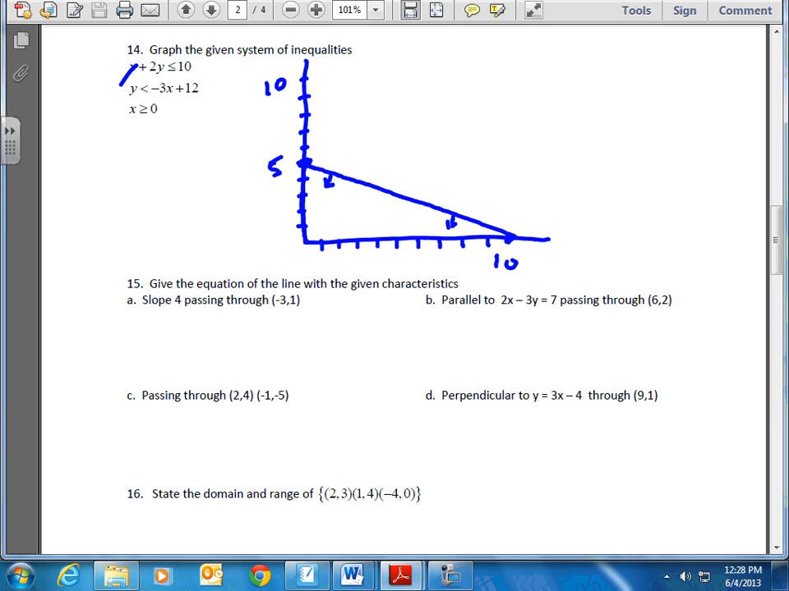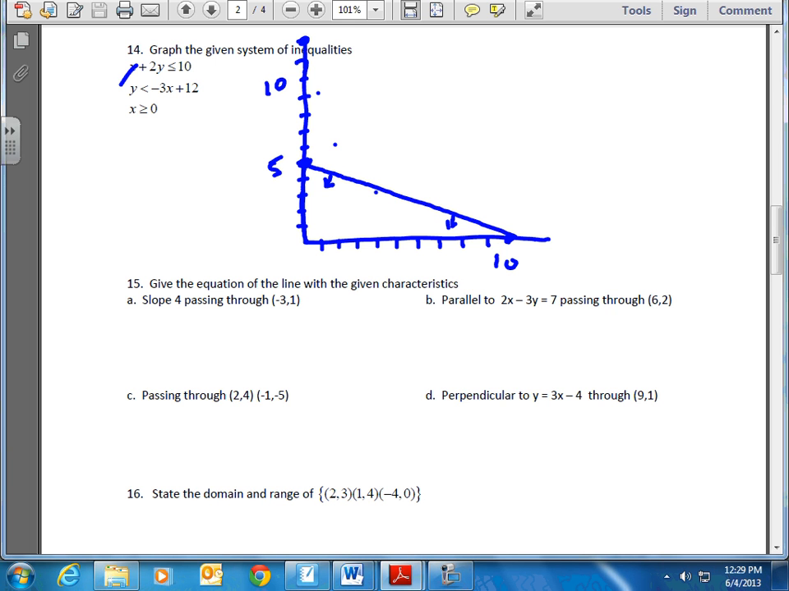Next, using y equals mx plus b. When x is 0, y is 12. My y-intercept is up here at 12. My slope is a negative 3, meaning I go down 3 and over 1. I do that a few times. If I were to go down 3 and over 1 several times, I get down here.